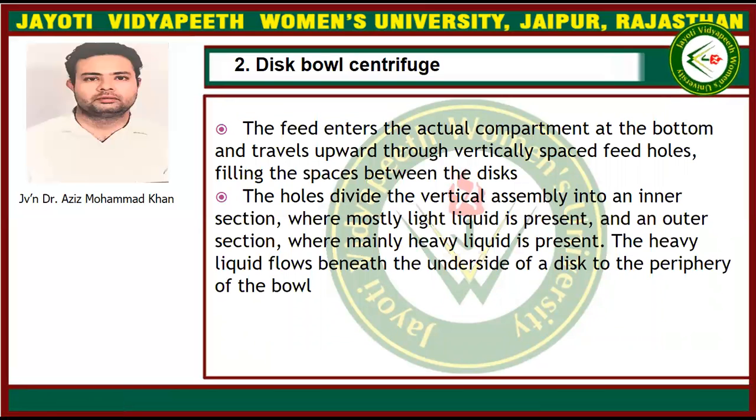The next type of centrifuge is the disc bowl centrifuge. The feed, that is the sample, enters the actual compartment at the bottom and travels upward through the vertically spaced feed holes, filling the space between the discs. The feed holes divide the vertical assembly into an inner section where mostly light liquid is present and an outer section where mainly heavy liquid is present. The heavy liquid flows beneath the underside of the disc to the periphery.